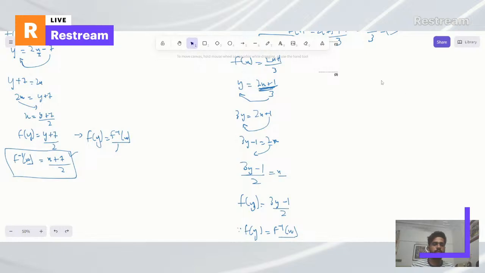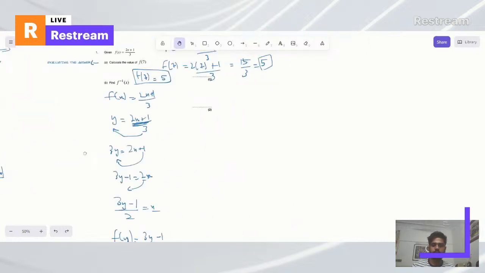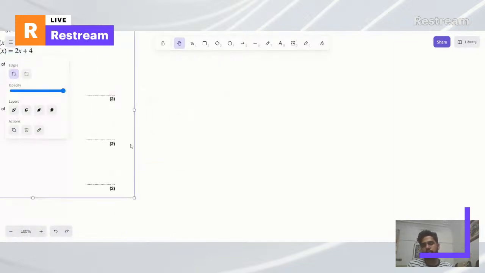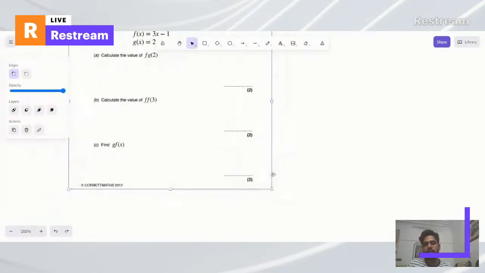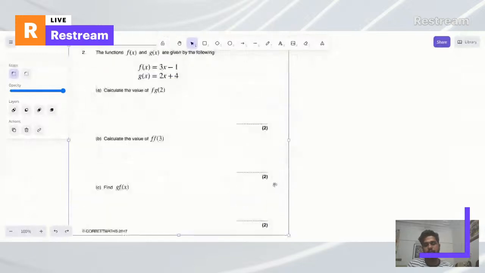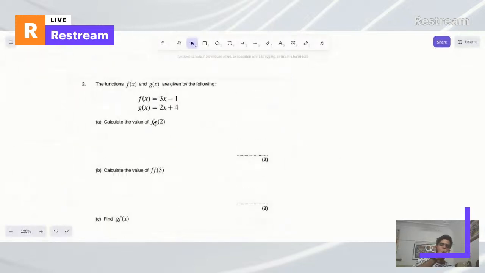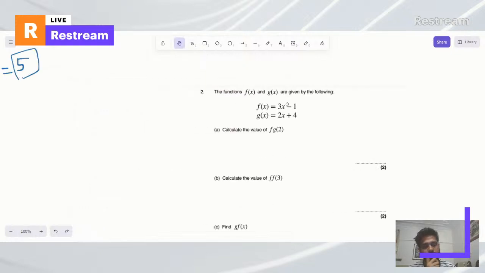This time we'll do questions on composite functions, right? These are all past paper questions, so they're not questions that I made up. They're questions that came in the exam. Okay, so someone asked me to explain it one more time, so I'll do it one more time.